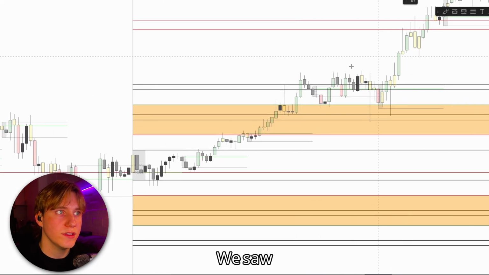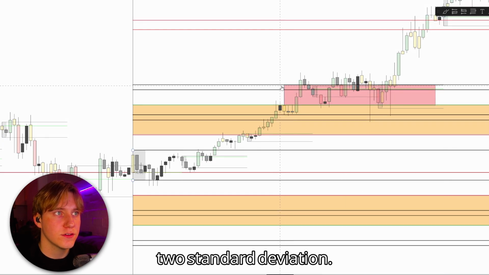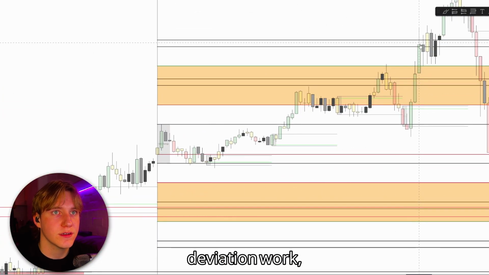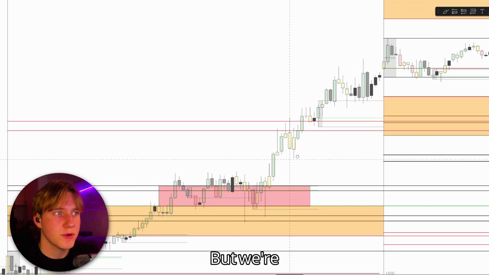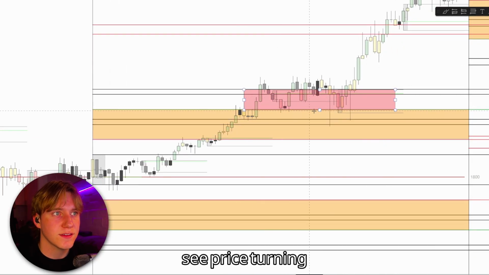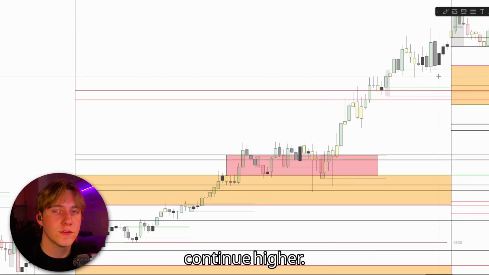What did price do? We saw price creating this massive wick at the top of this 2 standard deviation. We can see in this previous example, I had a 2 standard deviation wick, I believe here. You could use this one and you'll see price reacting off of that. But we're going to use our fortification being created on our standard deviation. And we can see price turning this reversal area combined with this wick on the 2 standard deviation into a floor for price to continue higher. So we're just adding confluence.